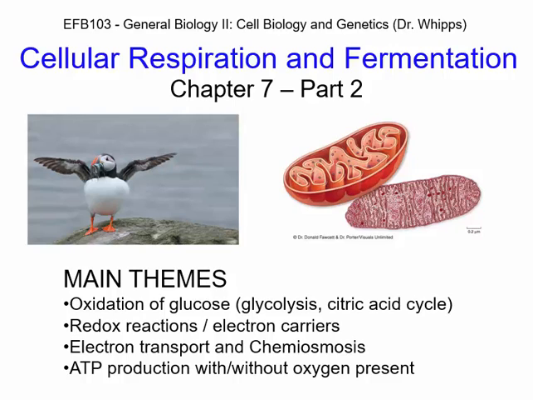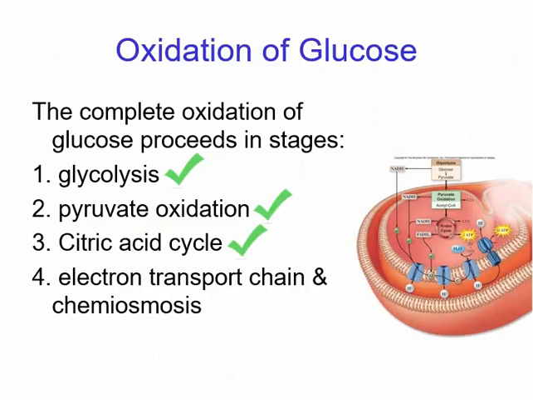All right, here we go on part 2 of chapter 7. Let's get started. So here's where we left off. We've gone through glycolysis, pyruvate oxidation, citric acid cycle, and we're about to get into the electron transport chain.